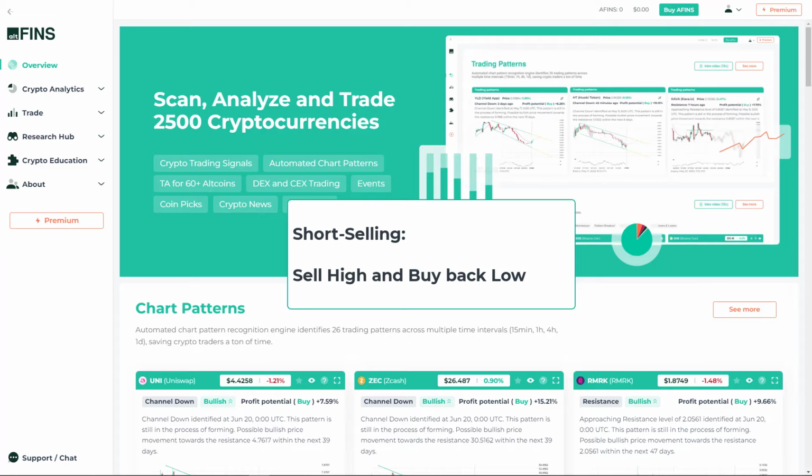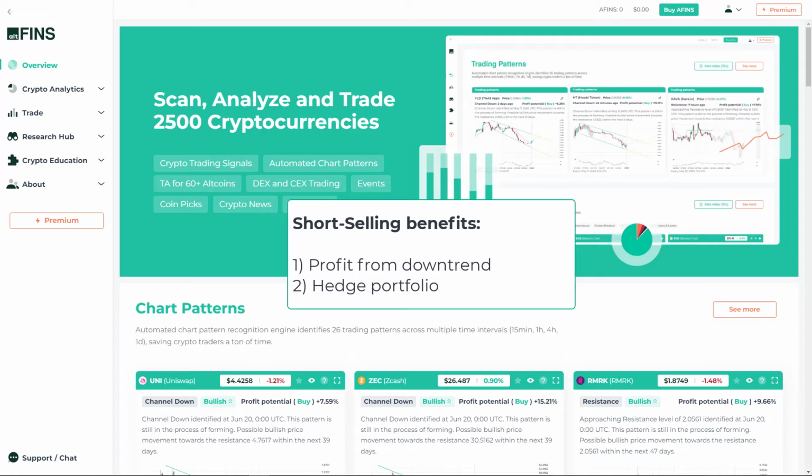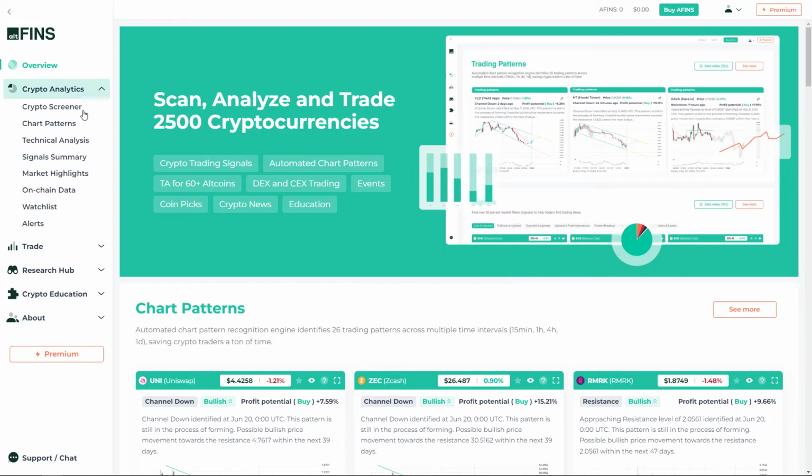This is a useful technique that can either help a trader profit from a downtrend or hedge his portfolio of long positions. For example, currently the market is in a downtrend, generally speaking, with some exceptions. Let's check our signal summary page for evidence.